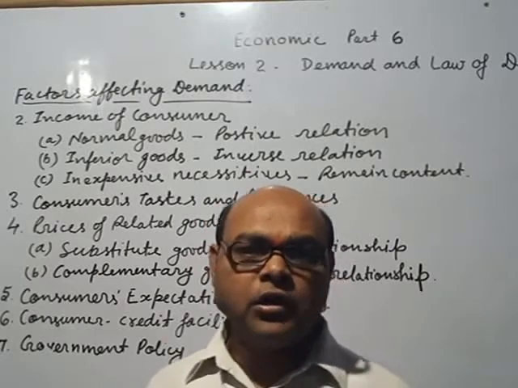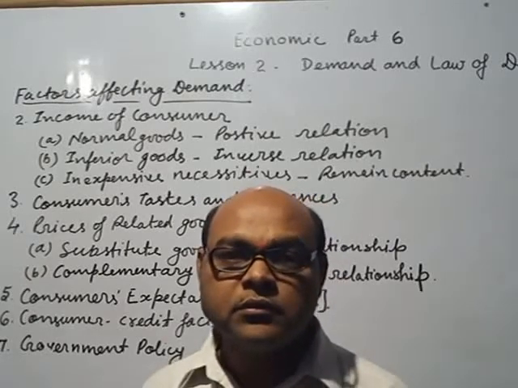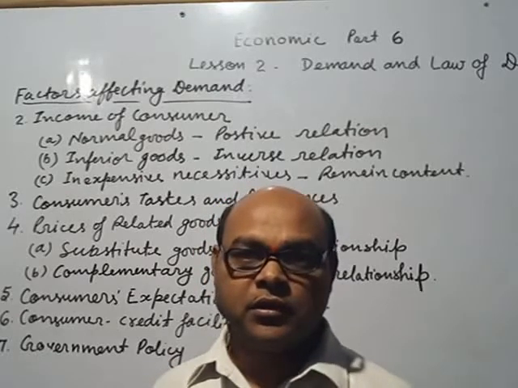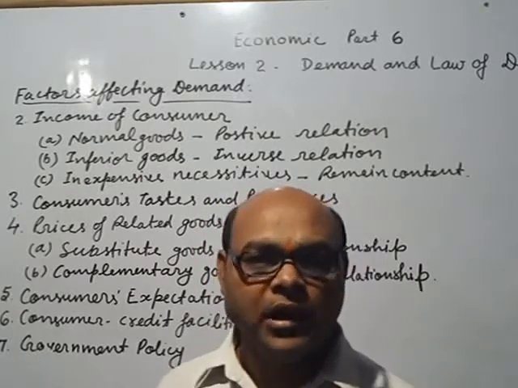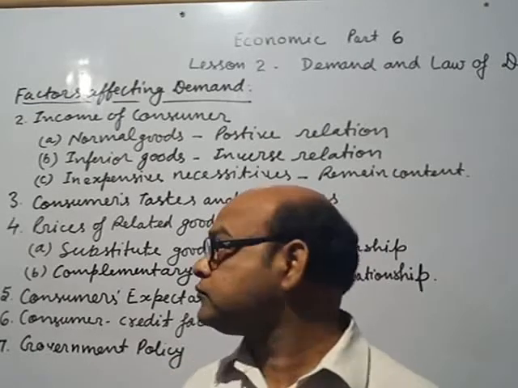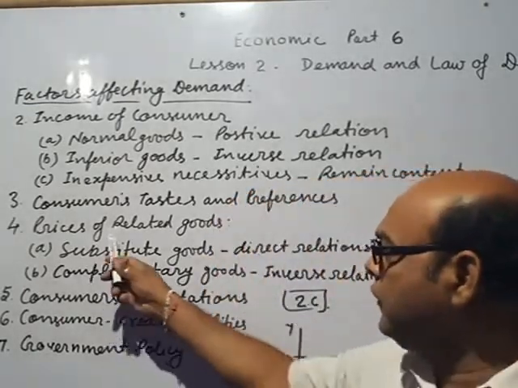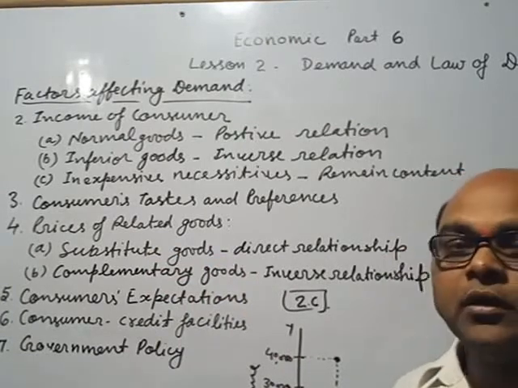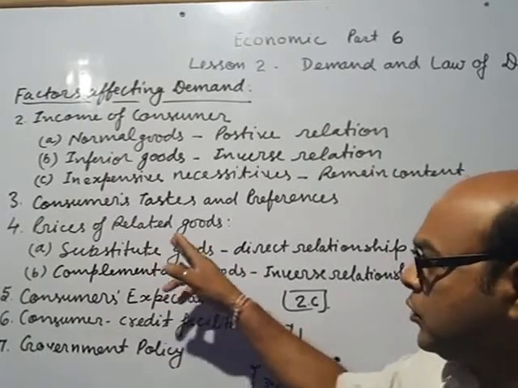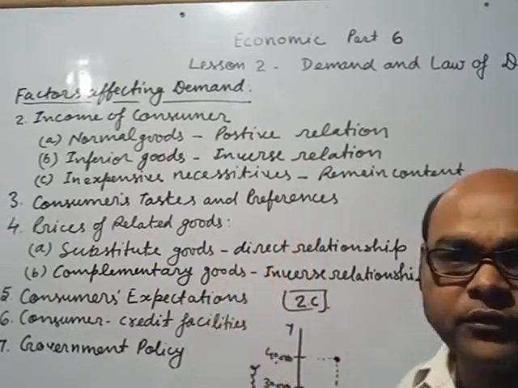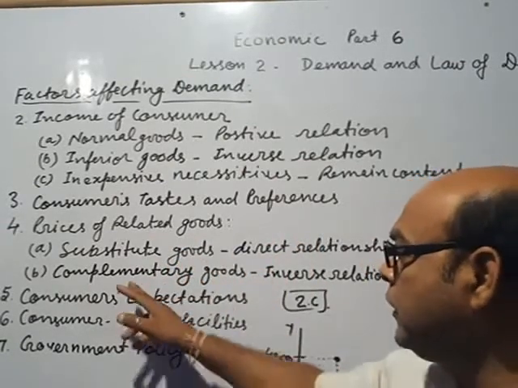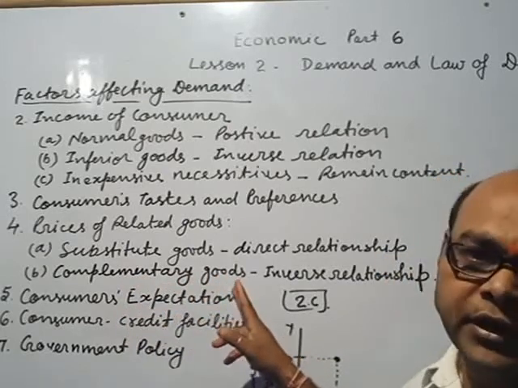Or if it is not his priority, not his taste, his demand will be less. Price of related goods. There are two types of related goods: one is substitute goods and one is complementary goods.